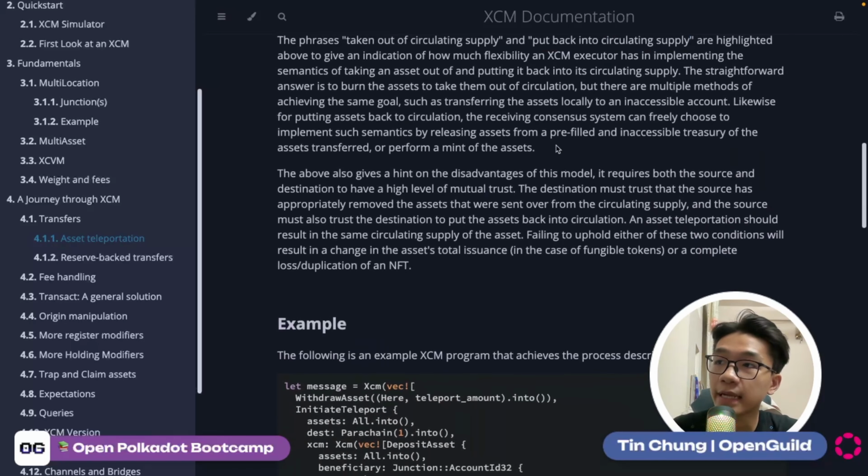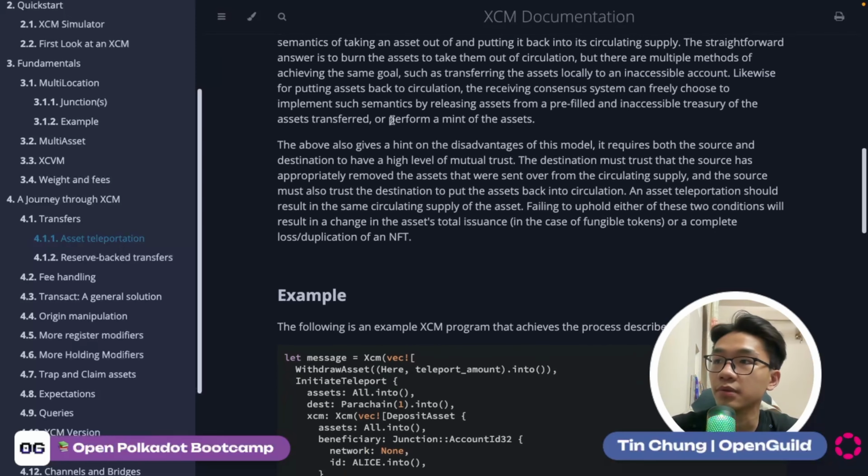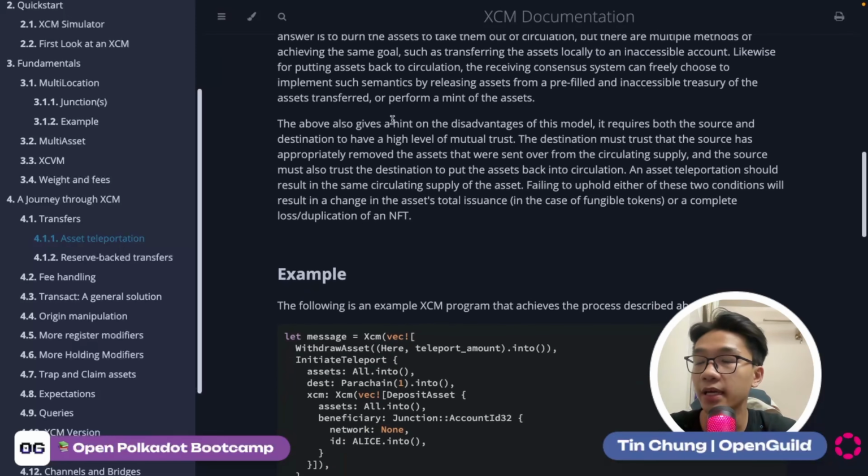The reason it says taken out of circulating supply and put back into the circulating supply is that there are actually a lot of methods you can apply to do the transferring. But right here, it uses burning. When you burn the asset, that means you take it out of circulation. This means it has disappeared. And then when you want to make the circulation correct, you have to mint a new token on the other chain. So putting back the asset means minting on the other chain, when the other consensus system receives what you sent.